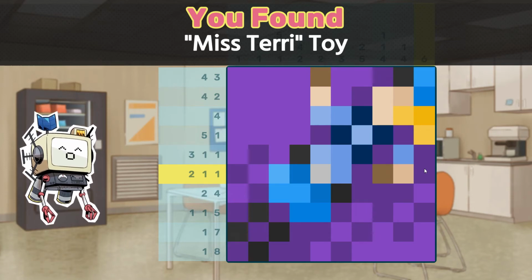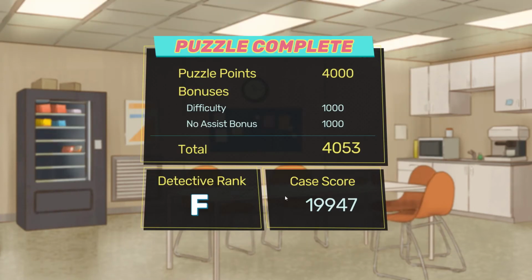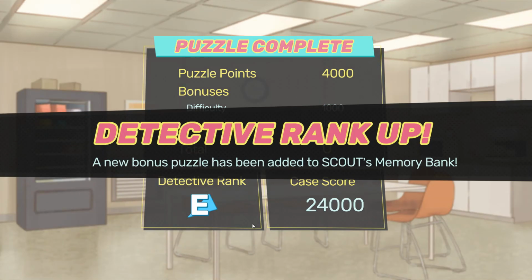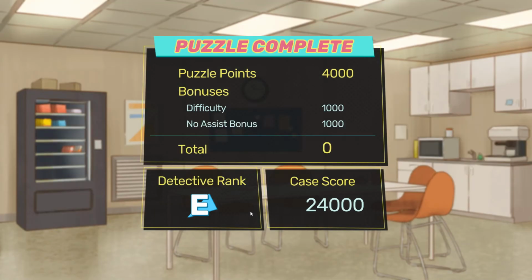It's Miss Terry Toy. Not fully aware what Miss Terry Toy is. Oh, we got upgraded to an E. Detective rank up. A new bonus puzzle has been added to Scout's memory bank. Ooh, bonus puzzles. We might do that either after every case, or after completing all the cases. I think I might actually be doing them after each individual case. All right.